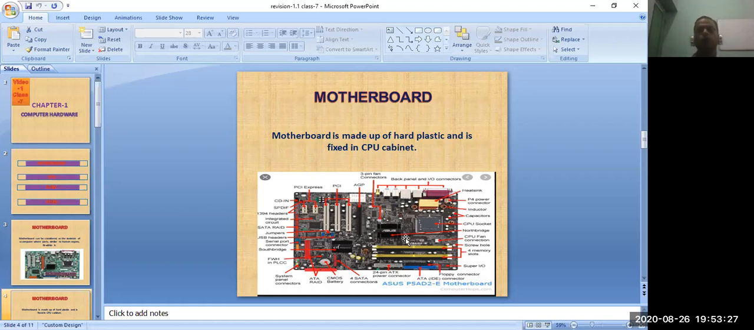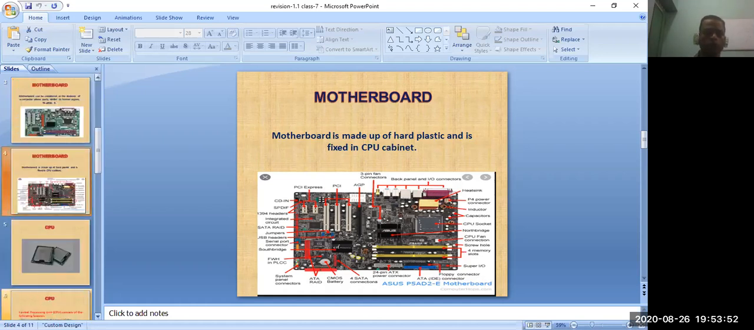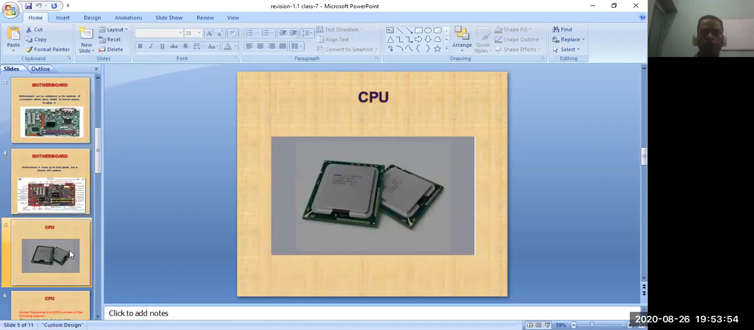So the motherboard is made up of hard plastic and is fixed in the CPU cabinet. You can see various devices connected with the motherboard. Now we are going to discuss the CPU.